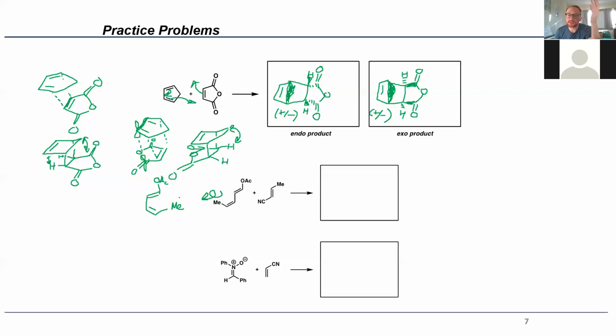Now we need to assess the polarity of the diene. So there is this lone pair here on oxygen, which can donate electrons into the system. And so we think about this resonance structure here.